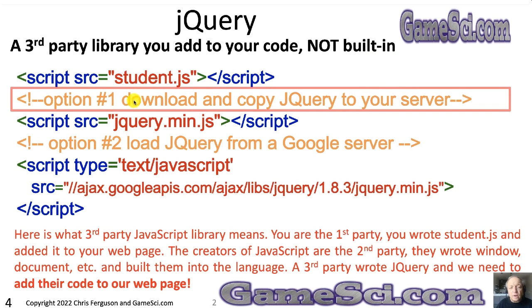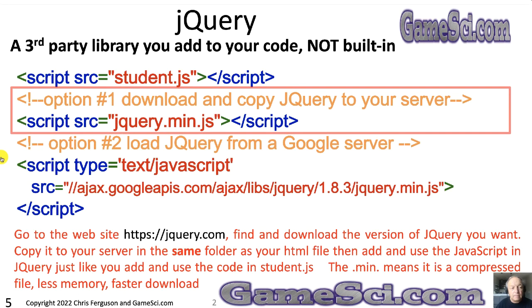This is option number 1. Download and copy jQuery to your server. Here is what third-party JavaScript library means. You are the first party. You wrote student.js and you added it to your web page. The creators of JavaScript are the second party. They wrote the window object, the document object, etc., and built them into the language. A third party wrote jQuery, and we need to add their code to our web page.